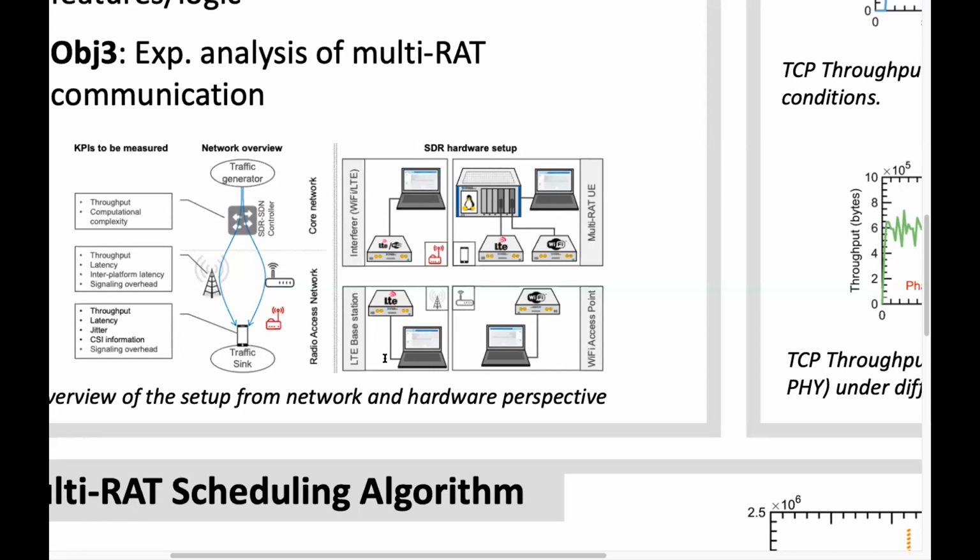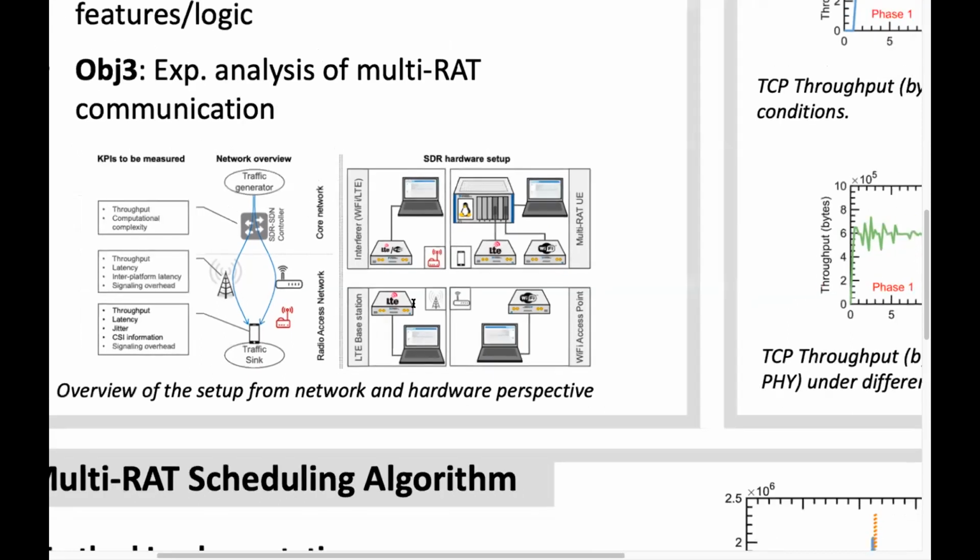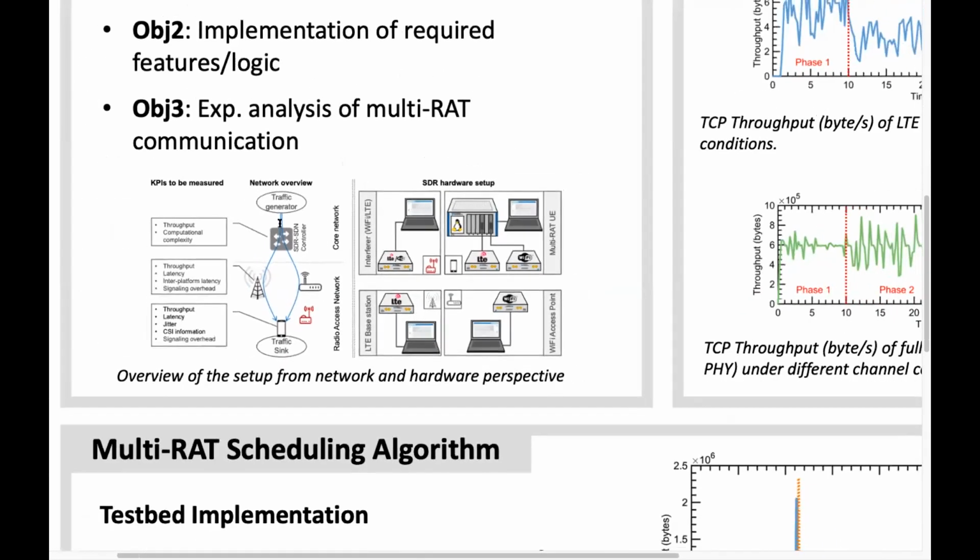And also you can see the core network, where we had a Wi-Fi access point and then an LTE base station. And we were able to route the traffic from a traffic generator through a controller that would control whether we wanted to use either the Wi-Fi link to the traffic sink or the LTE link to the traffic sink.